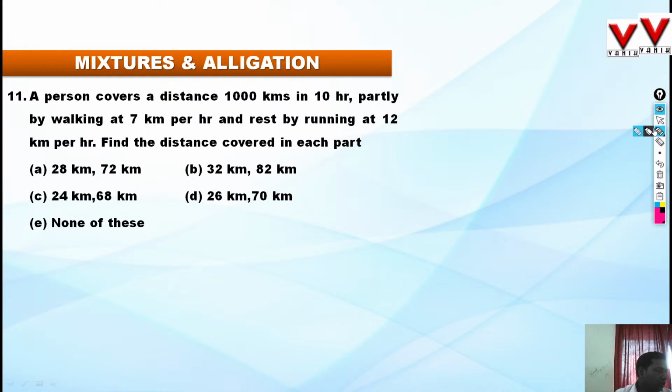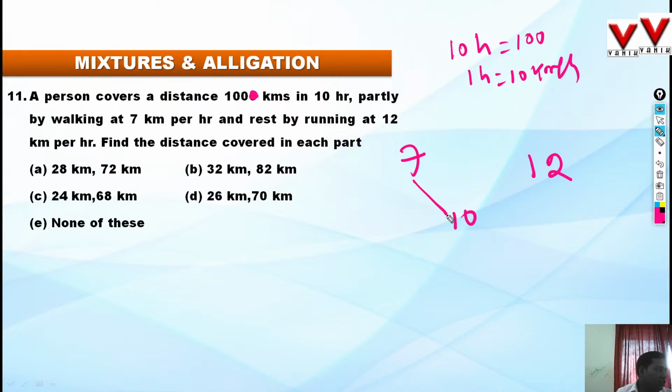So here walking 7 km per hour and running 12 km per hour. It takes 10 hours to cover 1000 kilometers. In 1 hour, sorry, it is 100 kilometers. 100 kilometers in 10 hours. In 1 hour it covers 10 kilometers per hour. It is the average speed, 10 kilometers per hour. I write here 10. 10 minus 7 is equal to 3. 12 minus 10 is equal to 2. This ratio is equal to 2:3. It is the speed, 7 kilometers per hour and 12 kilometers per hour.